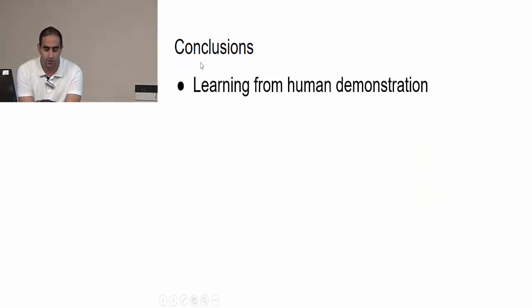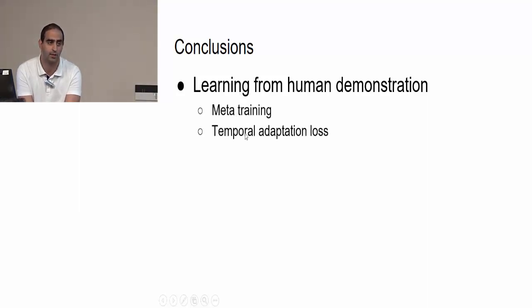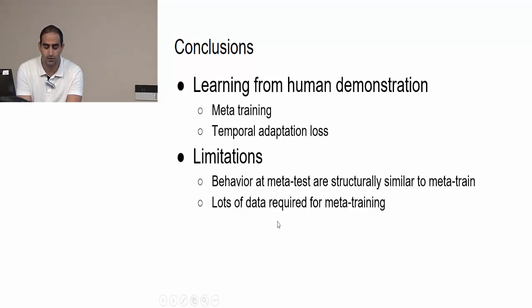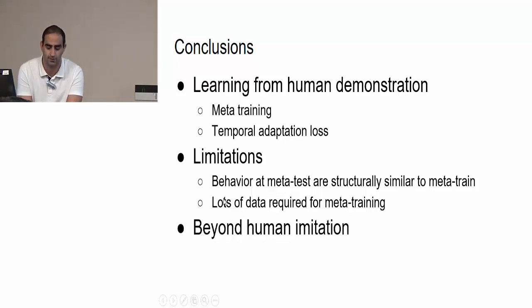So conclusions are: learning from human demonstration. We had a method to learn from human demonstration by using meta training, and also we showed temporal adaptation loss helps. And there are also limitations for this method. The behavior at meta test are structurally similar to meta train, and lots of data required for meta training still. It's true that we can use just one human demonstration to adapt, but for learn to learn, we need to look at lots of data.